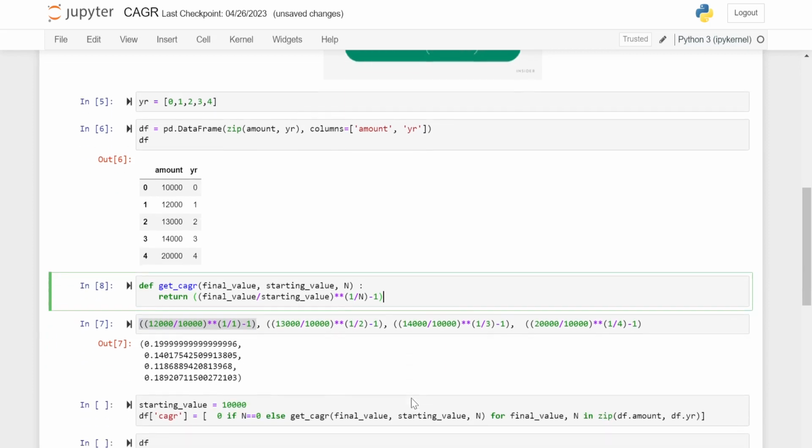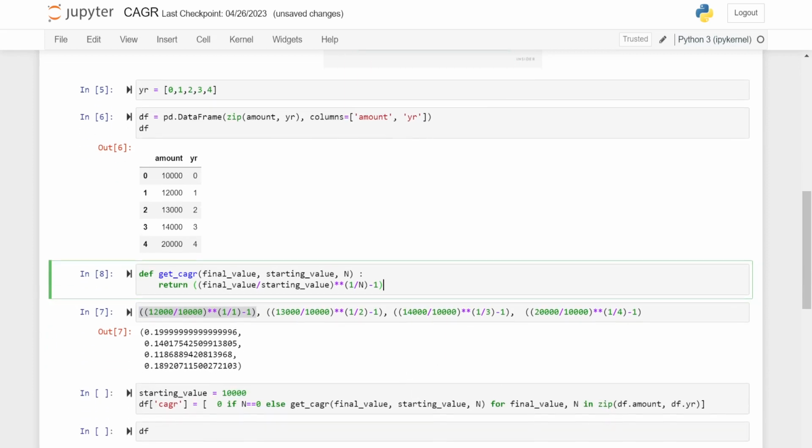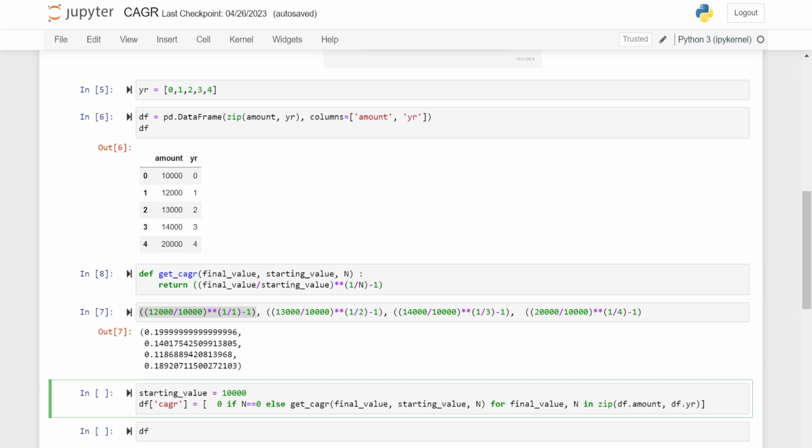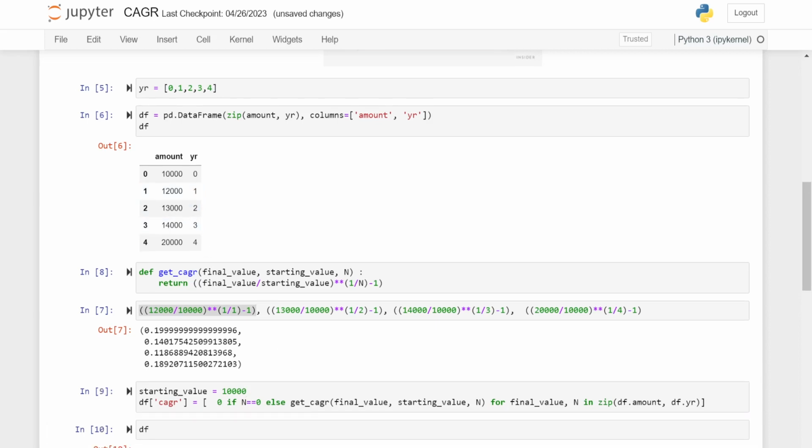Correct? Likewise, next, it will take final value 13,000, n will be 2, and starting value is constant, right? See, everywhere 10,000, 10,000, 10,000, 10,000 is constant. Hence, we have taken this variable as a constant value, and we are invoking this. Now, once we invoke this, all these values will get stored in a new column called CAGR, and it will be plugged into this data frame.